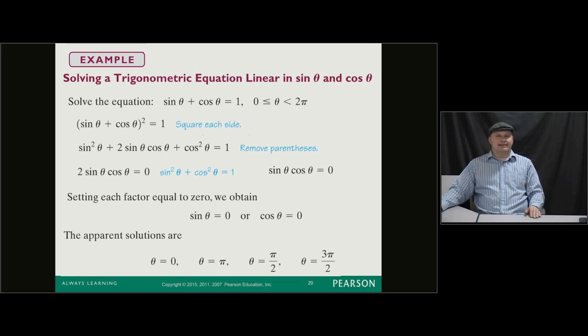Now, the word is apparent. That means there must be something up with that, and there is. Now, in order to make this solvable, I squared both sides. The problem with that is that when you square both sides, it sometimes tacks on extraneous solutions. Let me give you an example.